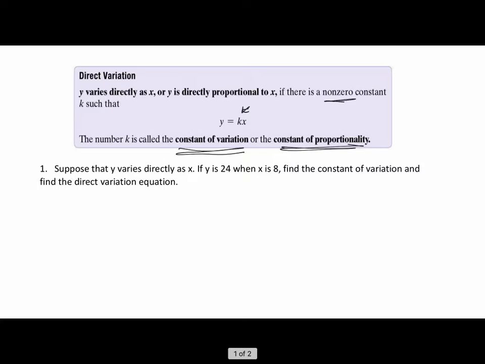But the direct part is why this is multiplication. Because an increase shows an increase and a decrease shows a decrease, they're going to have the same effect. So let's do some examples of direct variation.